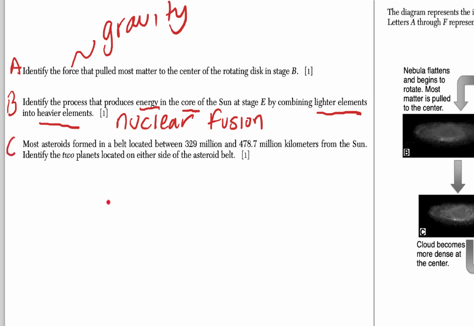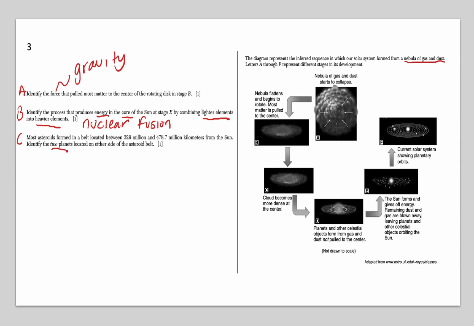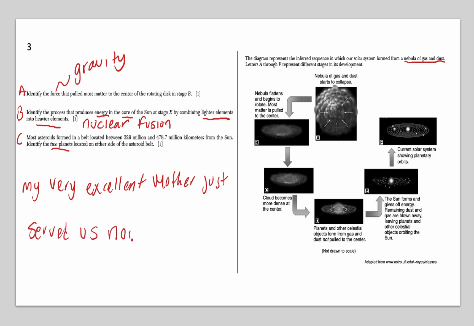And C, most asteroids are formed in a belt between 322 million and 478.7 million kilometers from the sun. And they want you to identify two planets, only two planets located on either side of the asteroid belt. So one of the things you have to know is the order of the planets from the sun. And for my students to remember this, I give them this saying: my very excellent mother just served us noodles. This helps us remember the planets.